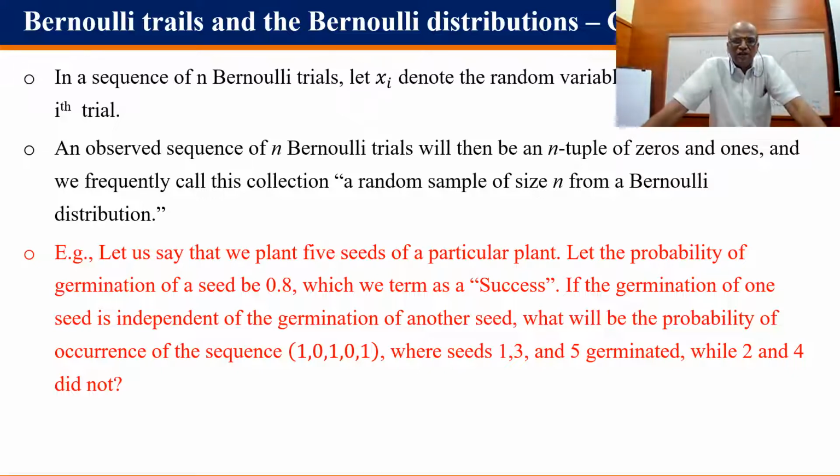Let the probability of germination of a seed be 0.8, and we call it a success. If the germination of one seed is independent of the germination of another seed, and we plant 5 seeds, what will be the probability of occurrence of the sequence 10101, where seeds 1, 3, 5 germinated, while 2 and 4 did not? Is the question clear to you? Just read the question. I'll close in 5 minutes. Is the question clear?